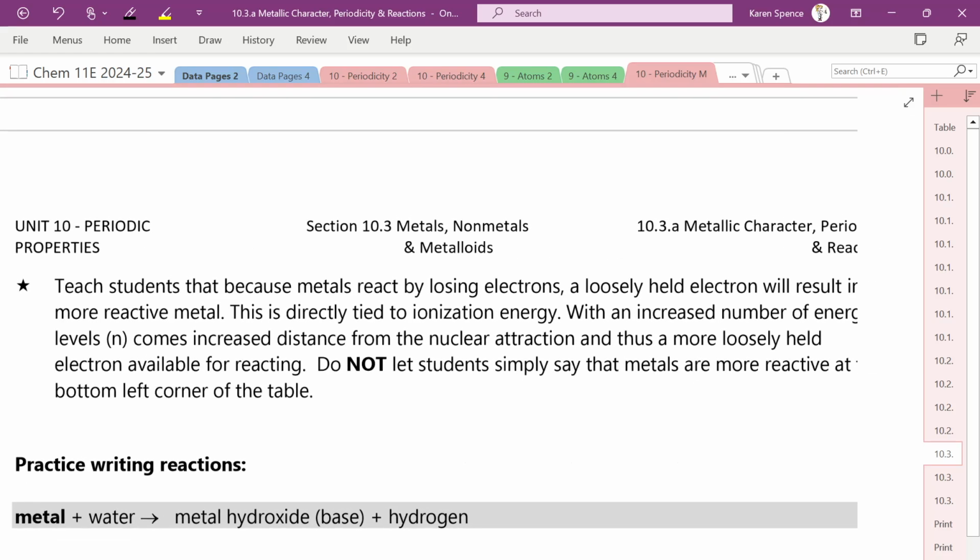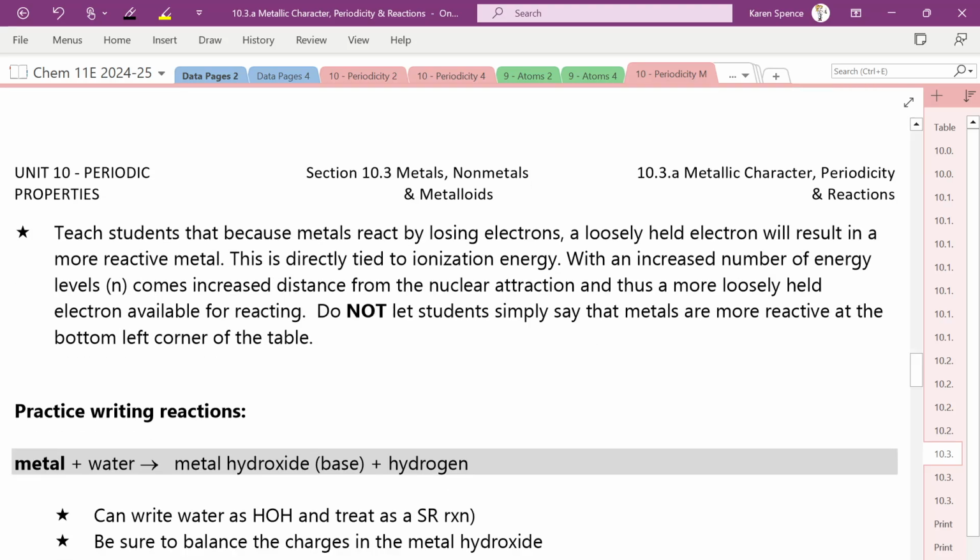Oh, this is just like advice from AP gods. Teach students that because metals react by losing electrons, a loosely held electron will result in a more reactive metal. This is directly tied to ionization energy. With an increased number of energy levels comes an increased distance from the nuclear attraction and thus a more loosely held electron. Did I teach you guys that? Yes. Do not let students say that metals are more reactive at the bottom left-hand corner because they are at the bottom left-hand corner. Always give an explanation. Don't give me a trend.